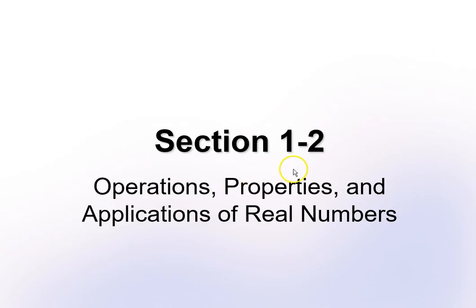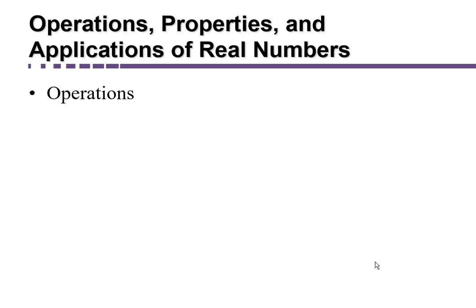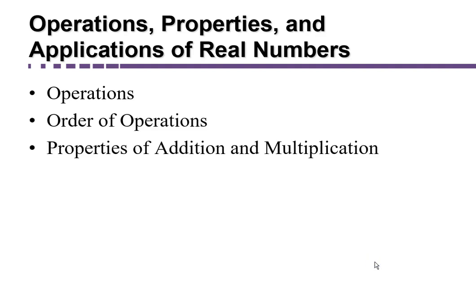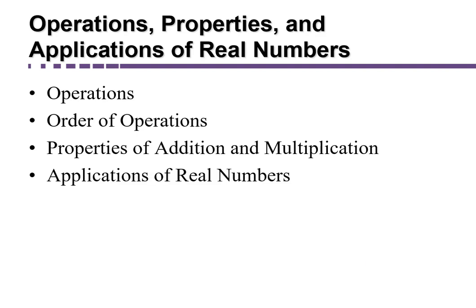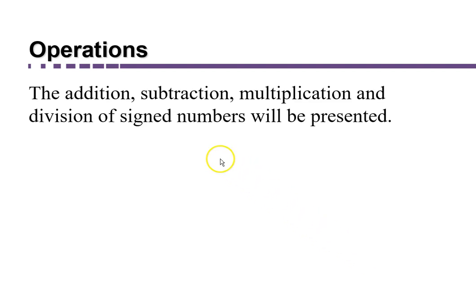So in section 2 of Unit 1, we're doing operations, properties, and applications of real numbers. Operations, order of operations, properties of addition and multiplication. You don't have to write these out. We'll be doing them in sections. Applications of real numbers. All right. First of all, the addition, subtraction, multiplication, and division of signed numbers will be presented.